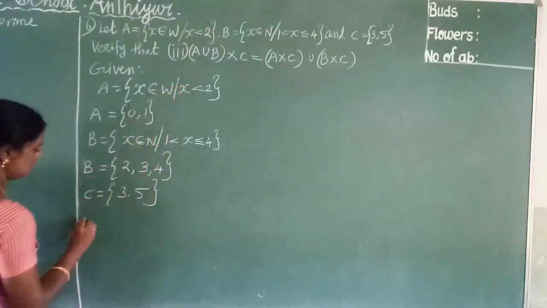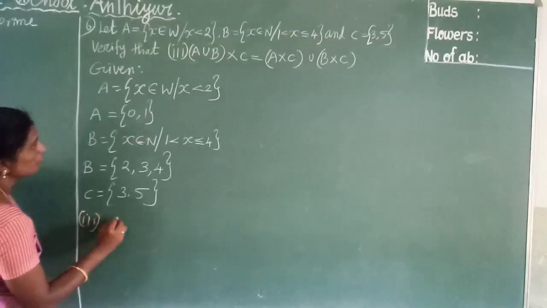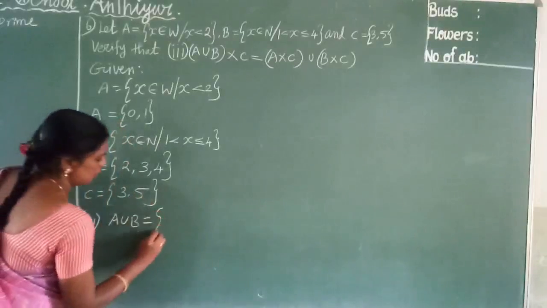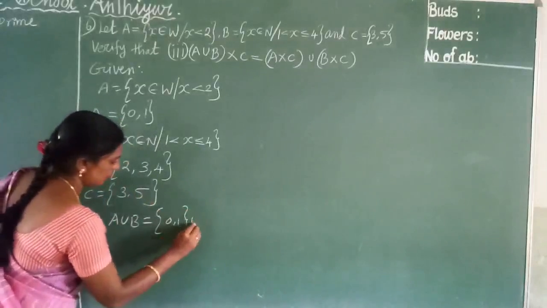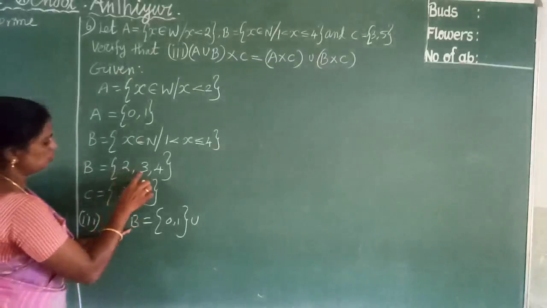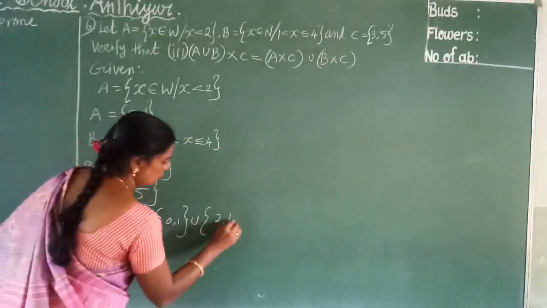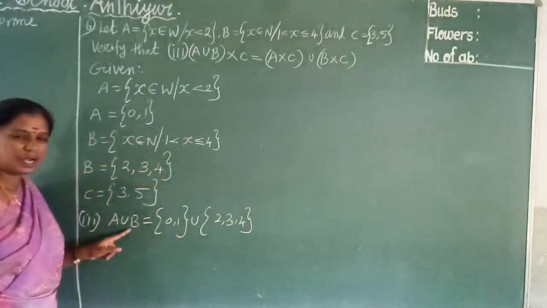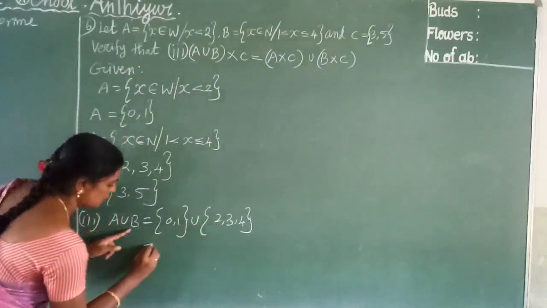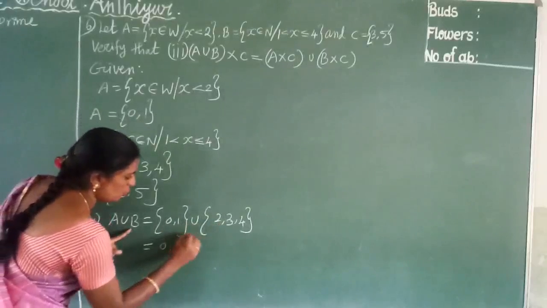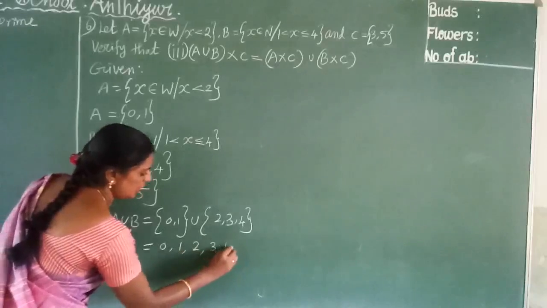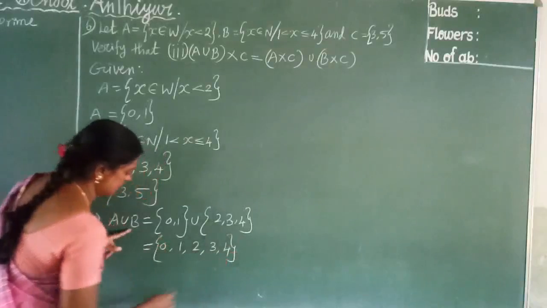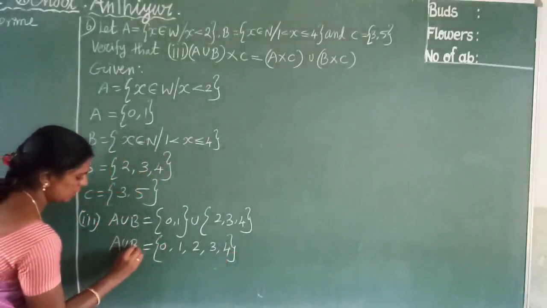So first you find A union B, which is equal to A, 0, 1, union B, 2, 3, 4. Union means combine the two sets. So what is the answer? 0, 1, 2, 3, 4. Here there are no repeated elements, so write all the elements. That is A union B.